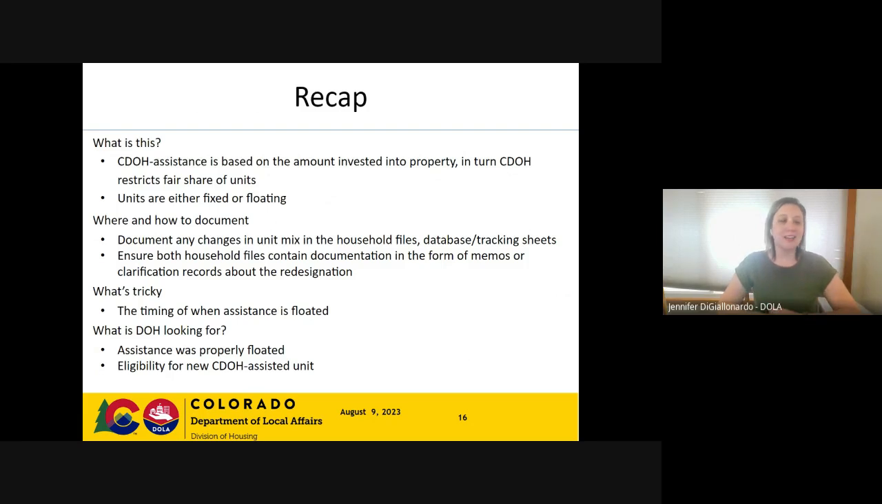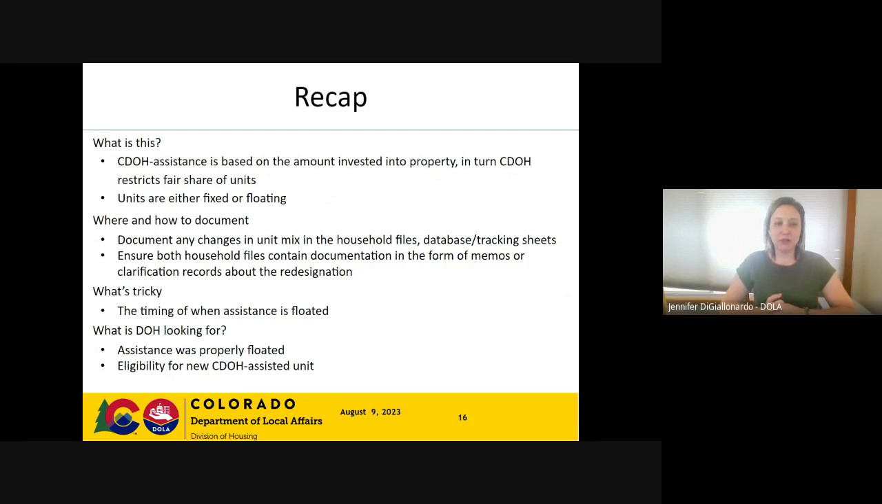What's tricky, again, is the timing of when that assistance is floated. It's that interim period between Millie's September and Abby's October. It's that temporarily out of compliance that makes these situations tricky. Could be a longer period. And so it's keeping an eye out, looking at your portfolio ongoing, to keep an eye out again for those eligible households to float the assistance to.